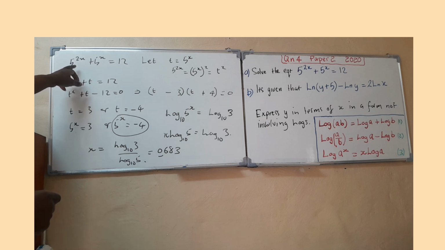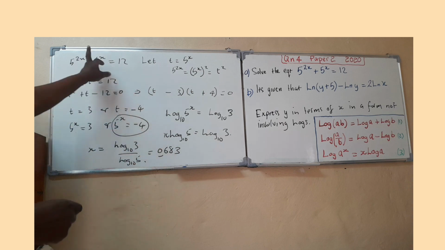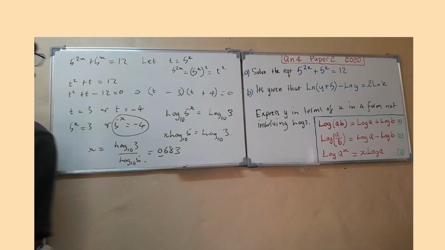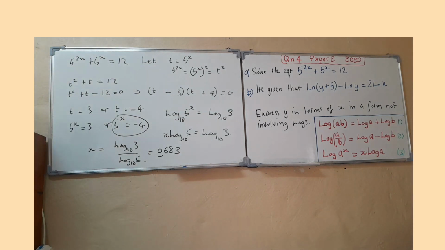So in other words, 5 raised to the power 2 times 0.683 plus 5 raised to the power 0.683 is equal to 12. You can try that in your calculator to see if it works. But that's the answer to part A of question 4. Let's proceed to question B.